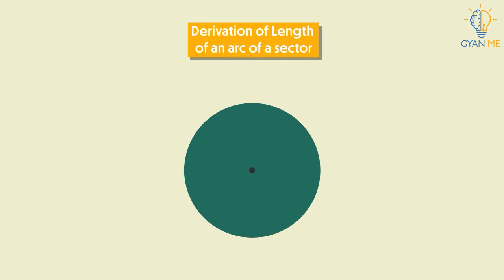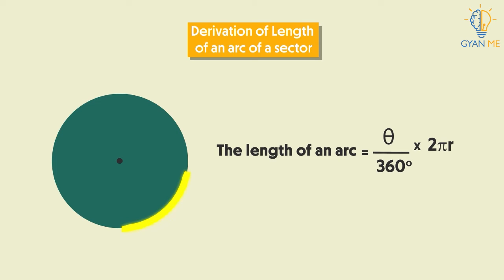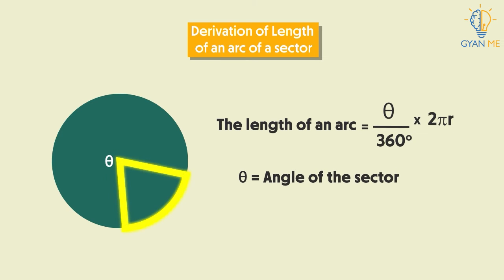Recall that an arc is a curve lying on the circumference of a circle. That is, it is a part of the whole big circle's boundary. The length of an arc is equal to theta upon 360 into 2 pi r, where theta is the angle of the sector and 2 pi r is the circumference of the circle. Now let us derive it.